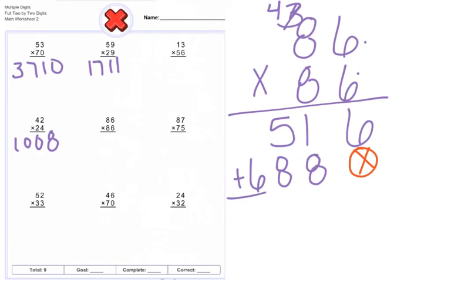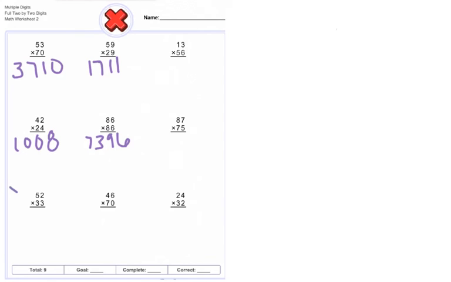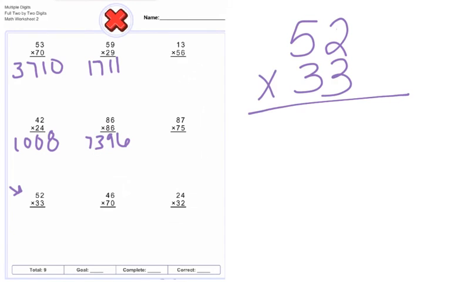Okay, now I need to add. 6 plus nothing is 6. 8 plus 1 is 9. 8 plus 5 is 13. Put down my 3, carry my 1, and 6 plus 1 is equal to 7. So your answer is 7,396. We're going to move down to number 7 here. 52 times 33. Process remains the same.